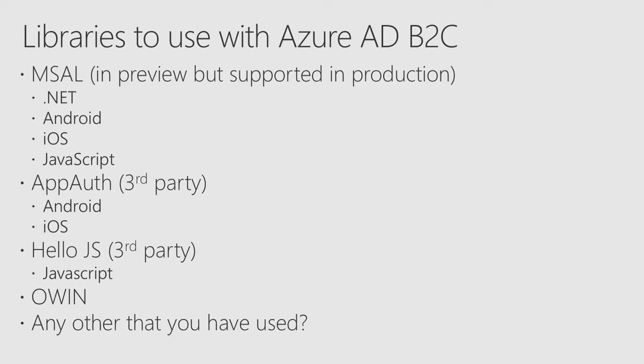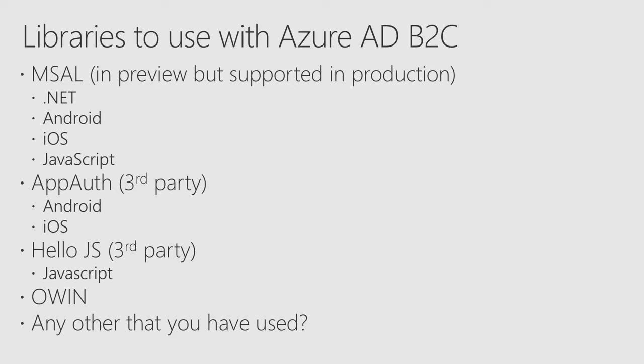Great. OK. So just to tell you about some of the resources we have that you can use with Azure AD B2C, I want to talk about the libraries that you can use with B2C. Specifically, I want to talk about MSAL, AppAuth, and Hello.js. AppAuth and Hello.js are third-party libraries. MSAL is a first-party library. And in the next slide, I will also talk about MSAL versus ADAL, just to clear up a little bit of confusion that you may have.